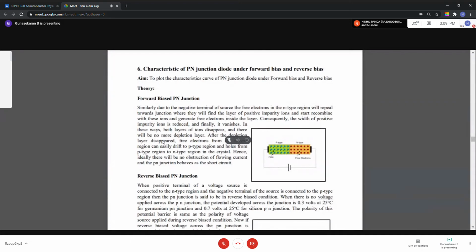PN junction diode, forward bias. Reverse bias is later. Today we discuss only the forward bias. Reverse bias next week.